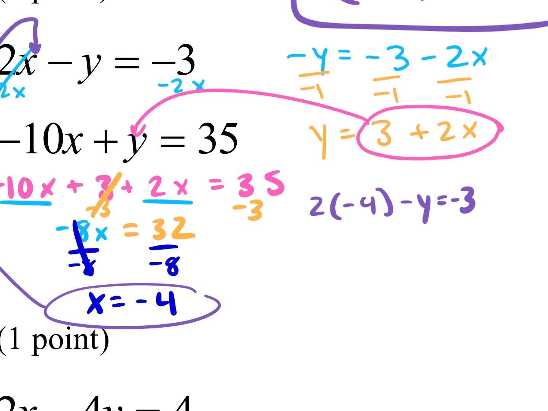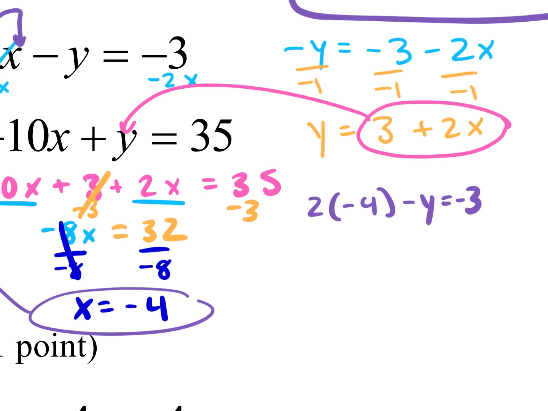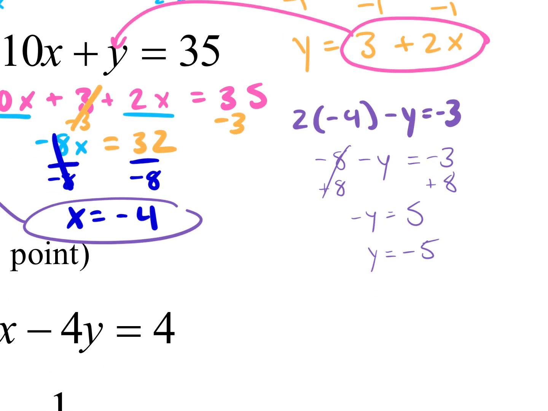What should I do first to solve? Multiply. Negative 8 minus y equals negative 3. And then put the 8 on the other side. So since it's a negative 8, to move it to the other side, I add 8. So negative y is equal to 5. So what does y equal? Negative 5. So how would I write my answer? Negative 4, comma, negative 5. Perfect.